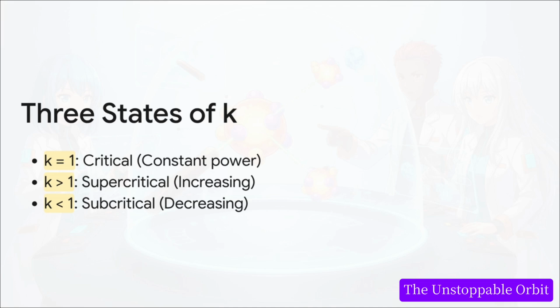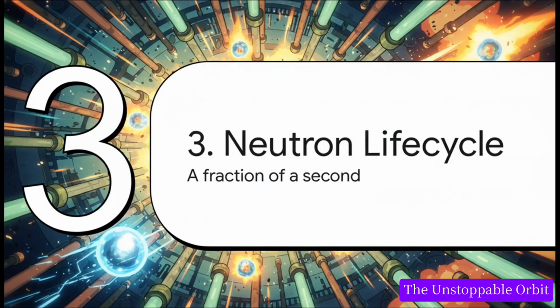That means the reaction is self-sustaining, the power is perfectly constant. Now, if K is greater than 1, it's supercritical, meaning the number of fissions and the power level are actually increasing. And if K is less than 1, it's subcritical, meaning our fire is dying out because the fissions are decreasing. Which brings us to part 3, the neutron life cycle.